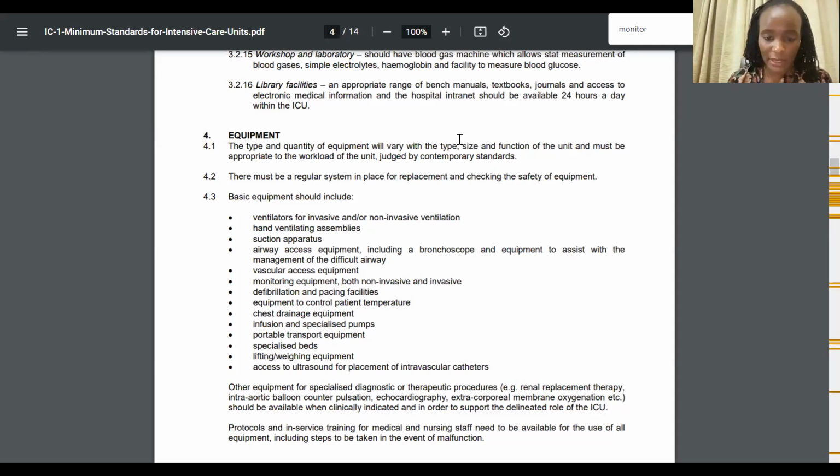So you could have other specialized diagnostic and therapeutic procedures, like if you have a patient who has renal failure, so you need renal replacement therapy. So you always have your dialysis equipment available. You can also have intra-aortic balloon counterpulsation, echocardiography, extracorporeal membrane oxygenation, which can be available in the ICU. So we could kindly go back.